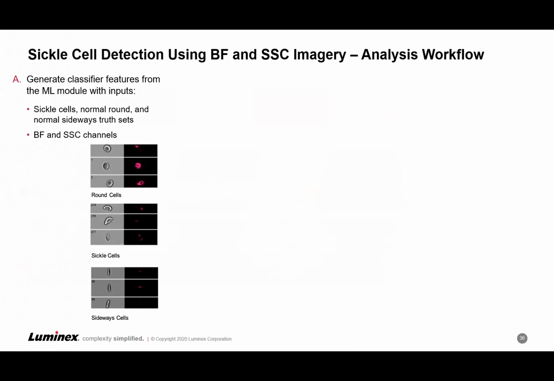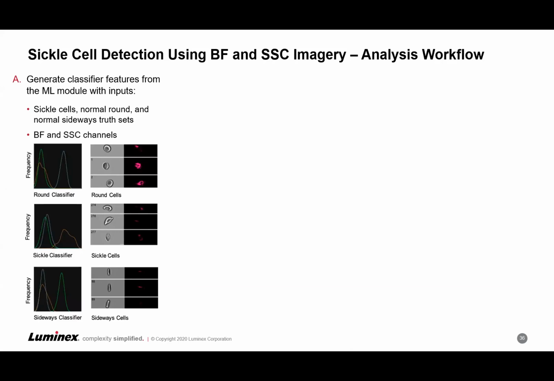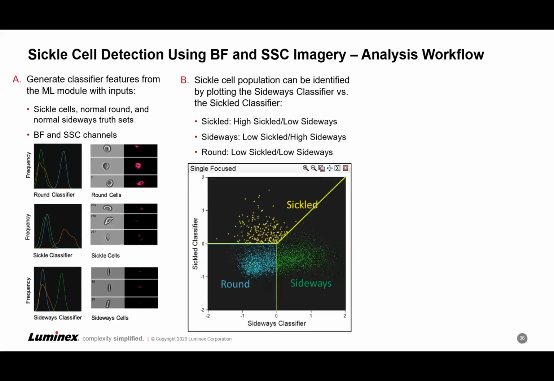And we need to separate these so we can determine what the rate of sickling is. So we load these into the machine learning classifier, the machine learning module. It outputs these classifiers, and what you'll see are these bivariate plots. The peak that you see to the far right in each plot is your positive population. So you can see your round, your sickles, and your sideways. We can then plot this, so you now have a sickle classifier and a sideways classifier.